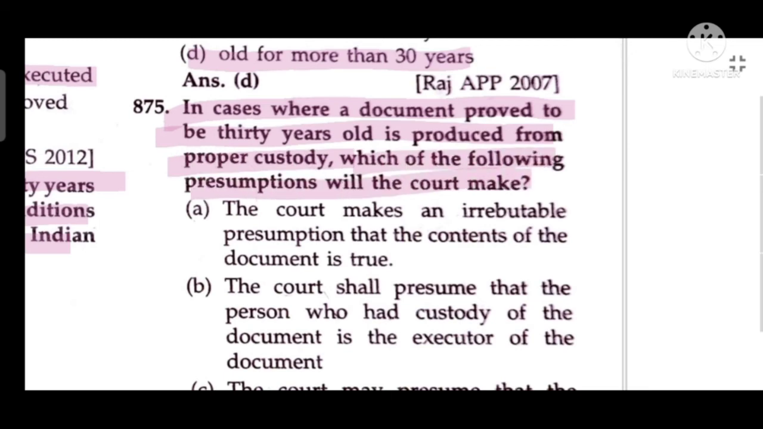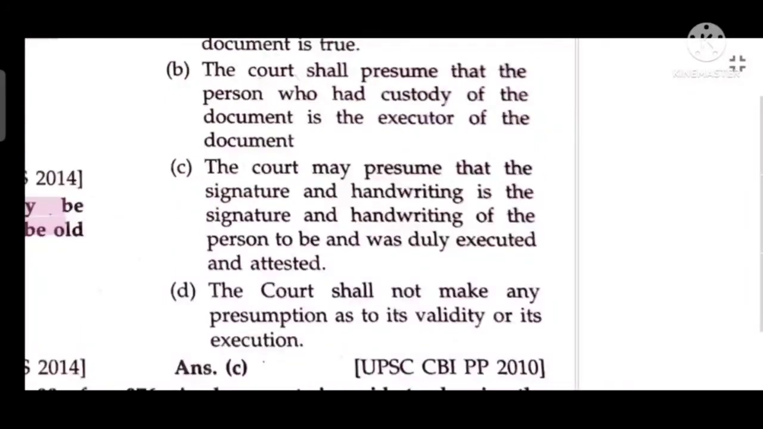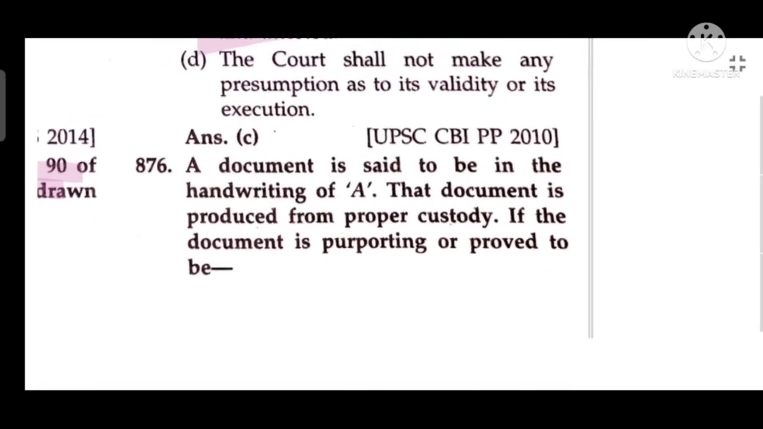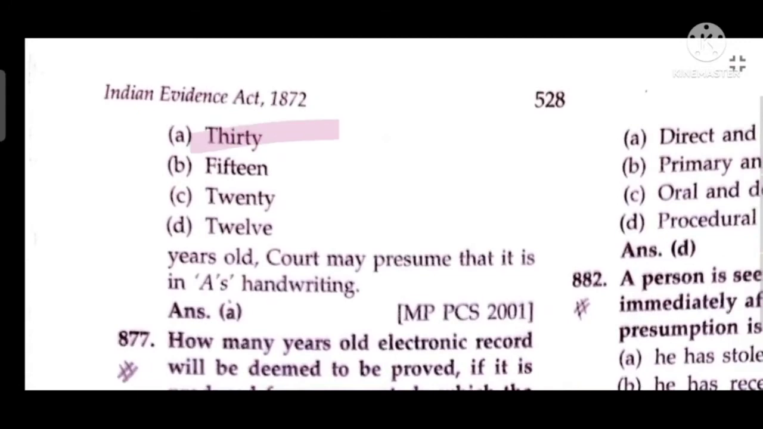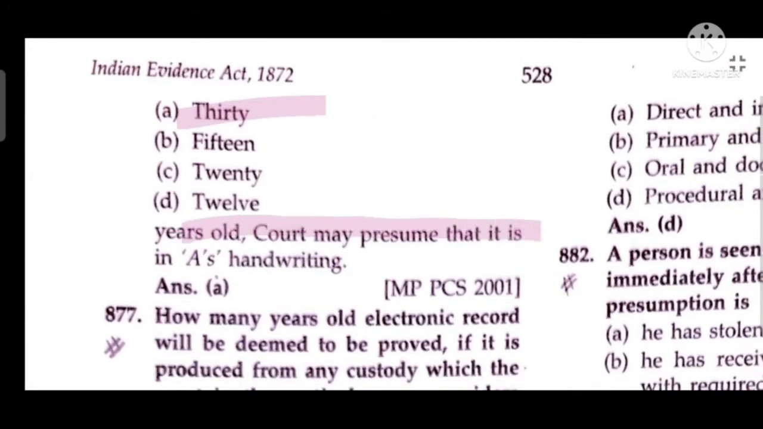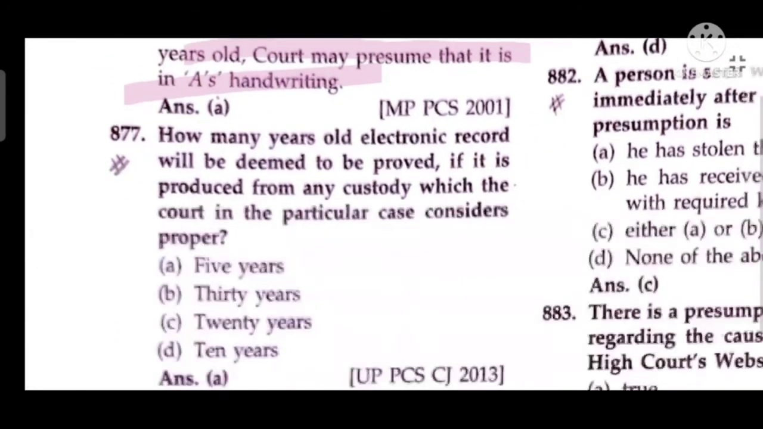which of the following presumptions will the court make? The court will presume that the signature and handwriting are those of the person by whom it purports to be written, and that it was duly executed and attested. If a document is said to be in the handwriting of A, and it is produced from proper custody, purporting or proved to be 30 years old, the court may presume that it is A's handwriting.